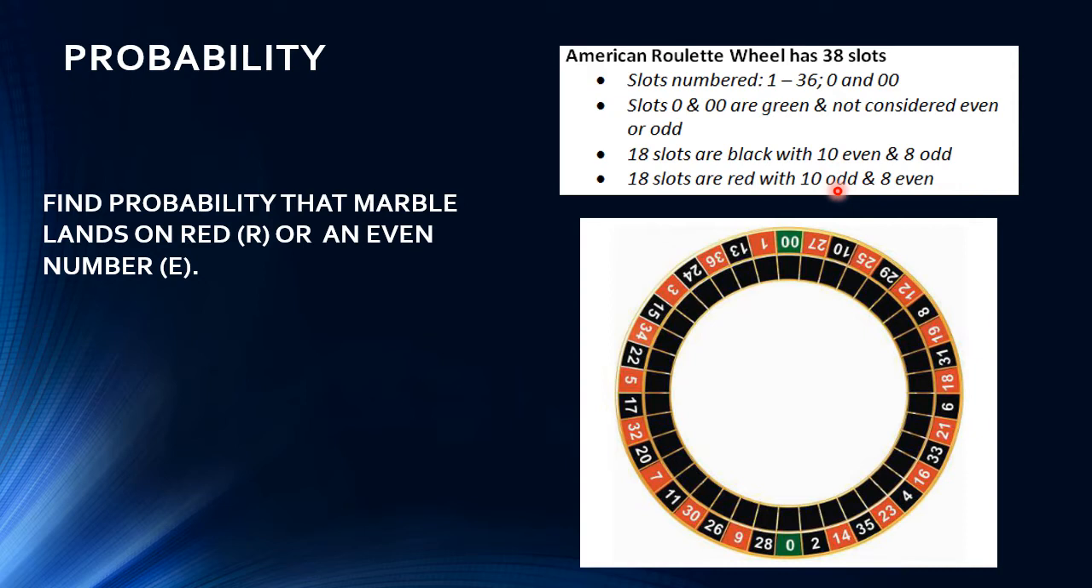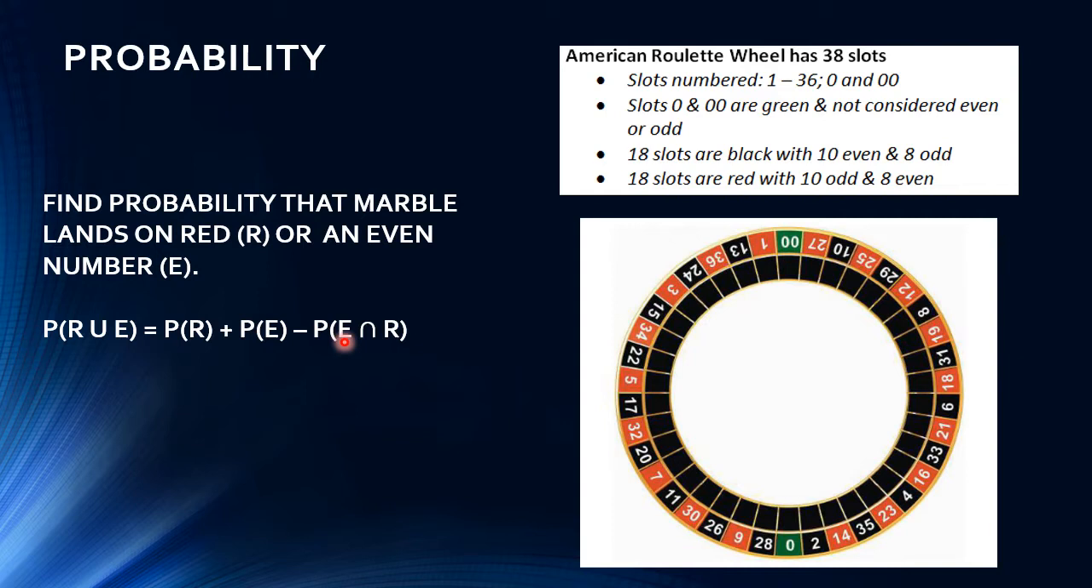So what we need is the probability of red plus the probability of even minus the probability of even and red. The probability of red or even is equal to the probability of red plus the probability of even minus the probability of even and red.